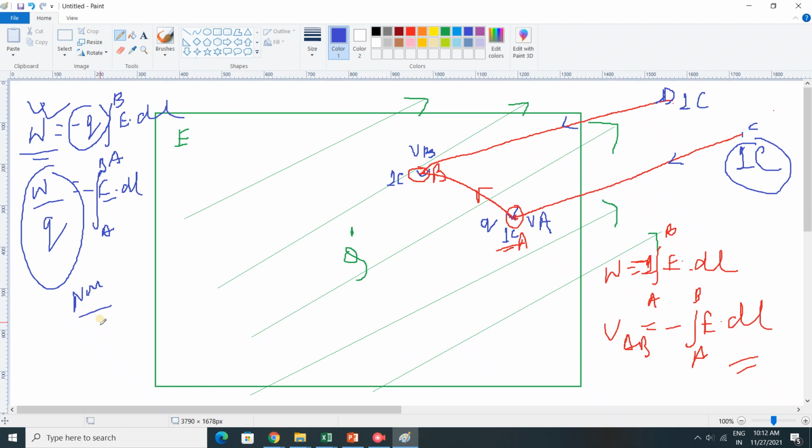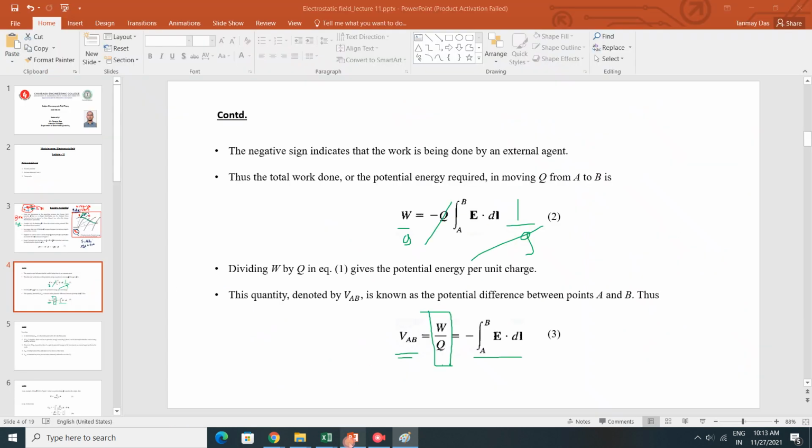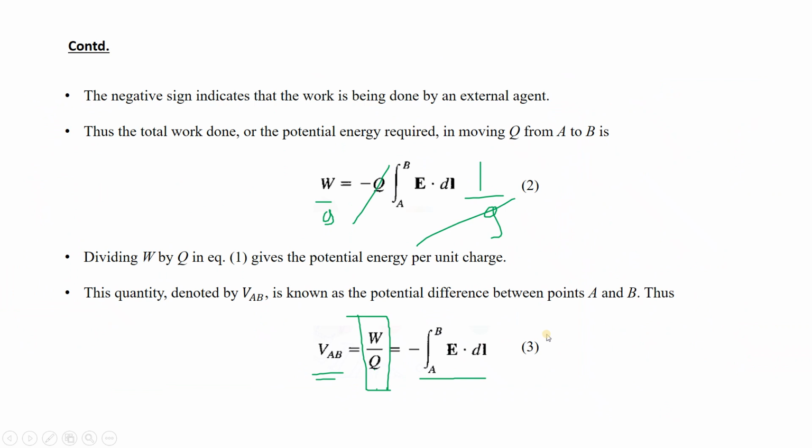Okay, per unit coulomb. That means force is what? Newton. Work done is Newton meter. So Newton meter divided by coulomb is actually the volt in terms of electrostatics. Okay, Newton meter by coulomb is called volt. That means the work done per unit charge should be there.